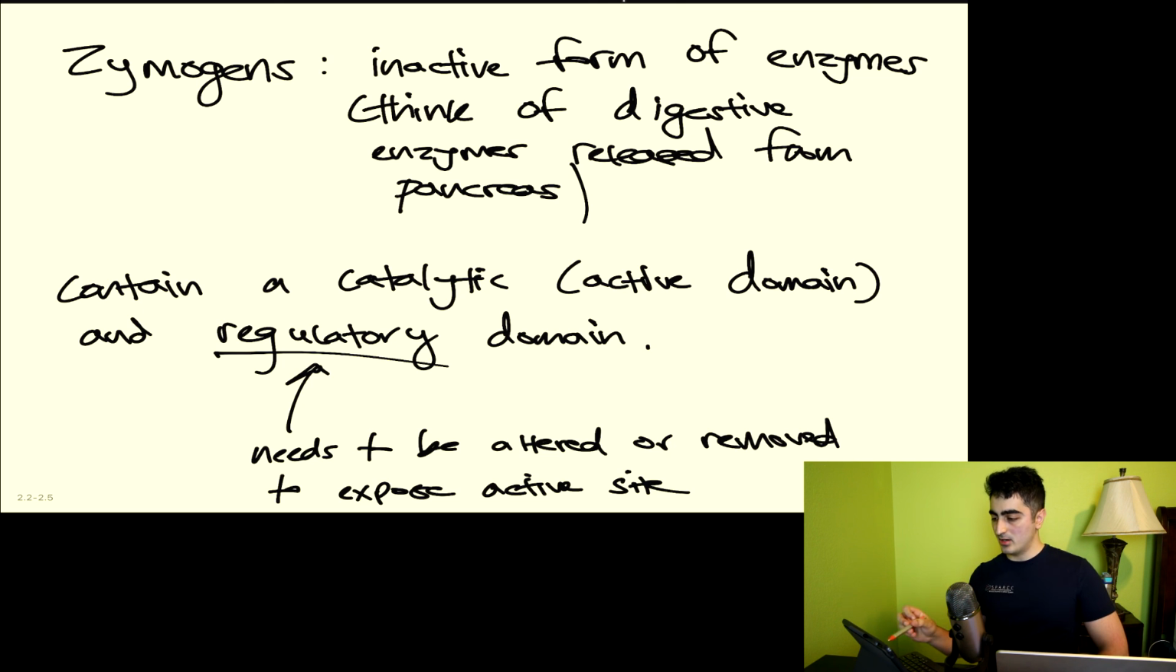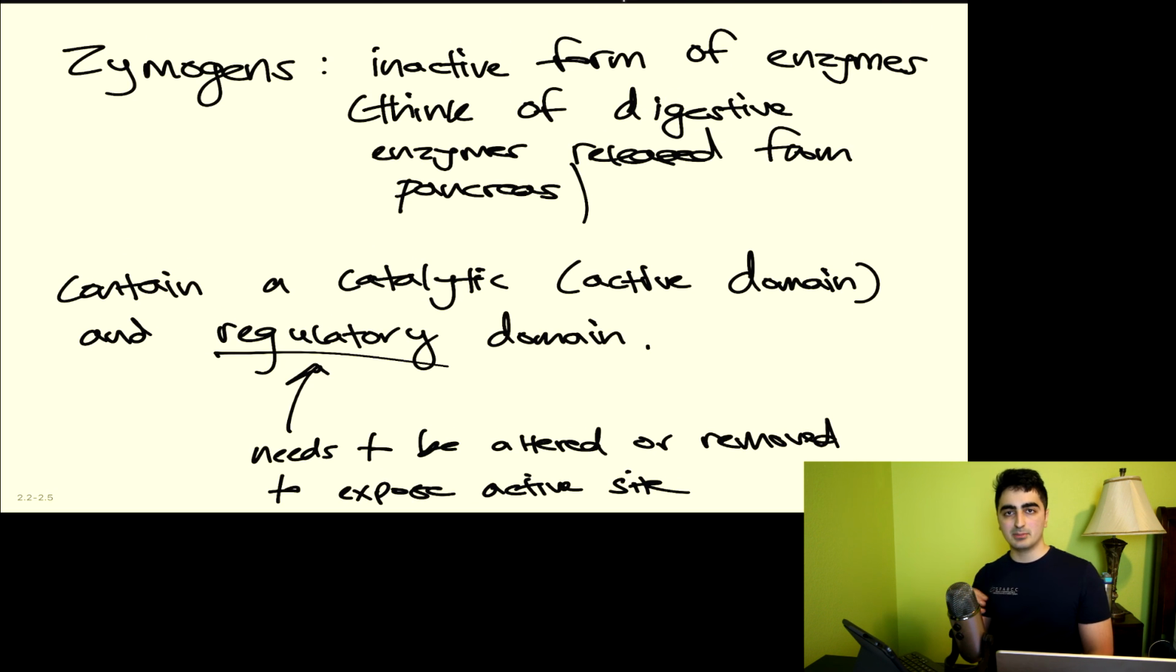We want it to be active when we need it, right? So zymogens are inactive forms of enzymes. I want you to think of digestive enzymes released from the pancreas that need to be inactive. And then once they're released, you can activate them once you need them. Zymogens contain a catalytic, an active domain, and a regulatory domain. The regulatory domain needs to be altered or removed to expose the active site. That's basically how you regulate these zymogens.